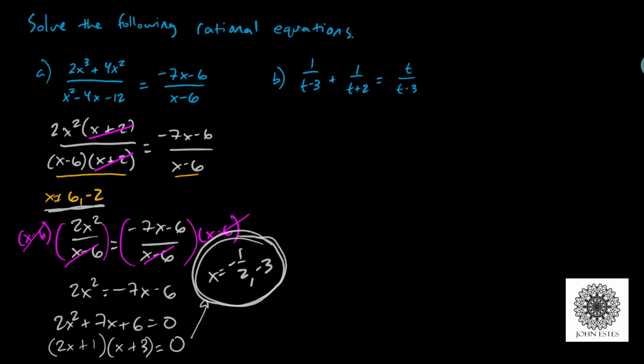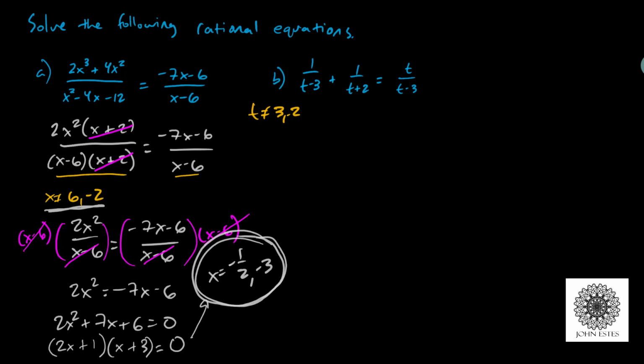Alright, now let me show you another one. So for part B, I have 1 over t minus 3 plus 1 over t plus 2 equals t over t minus 3. Everything's factored. I do want to make a note here, though, that t cannot be positive 3 and negative 2. That's something we're going to need to keep up with at the end of this.